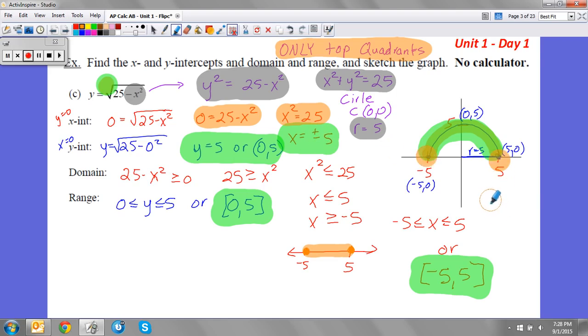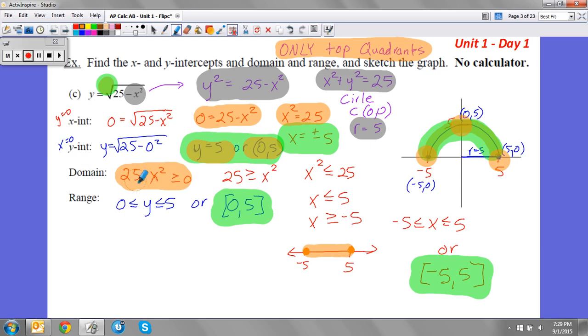Those are my x-intercepts. Okay, so y-intercept, again, the easier one. You plug in 0 for x, and then you just solve. And then you get y is equal to 5, or you get 0, 5, which is right here. And then the domain is, again, looking at the picture, or we could set it greater than or equal to 0.